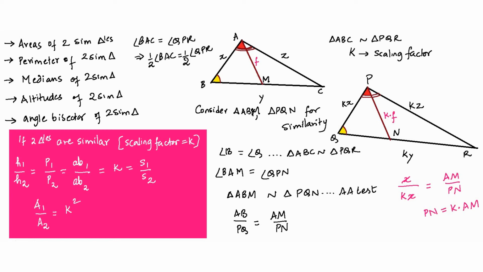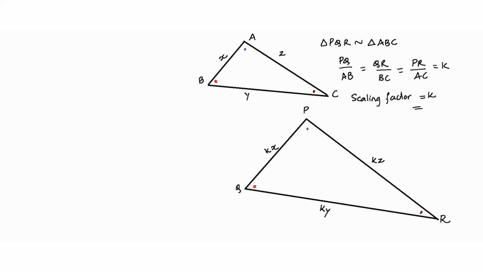Okay, let us now go and see what happens to the ratio of the medians. So let us consider two triangles which are similar to each other, triangle ABC and triangle PQR. Let's assume that the sides of the triangle ABC are x, y and z, and the triangle has been scaled by a factor of k.